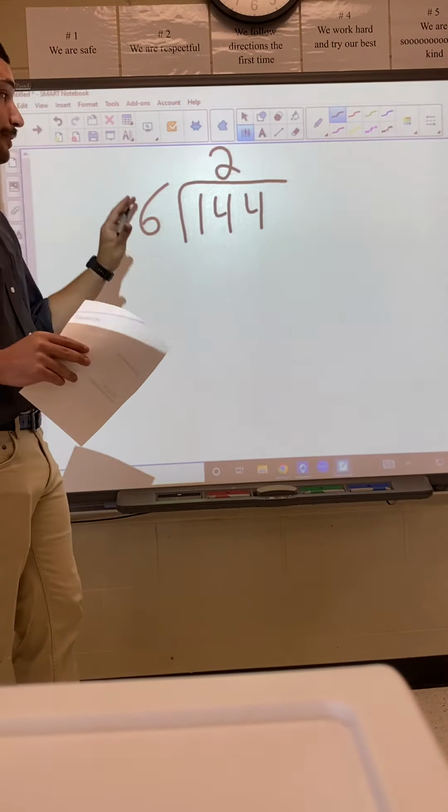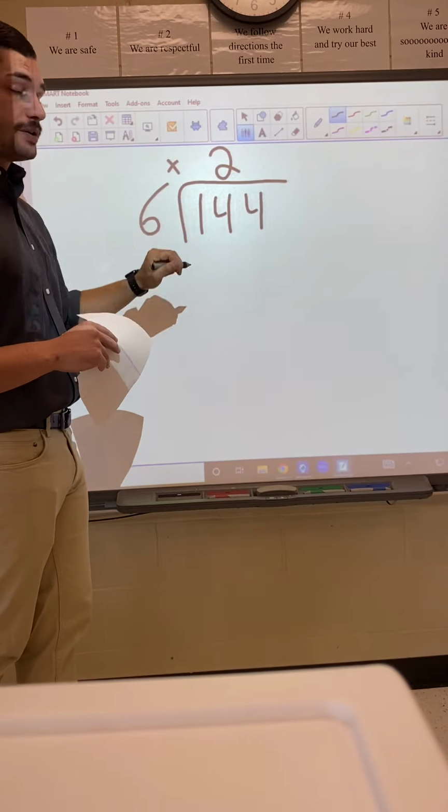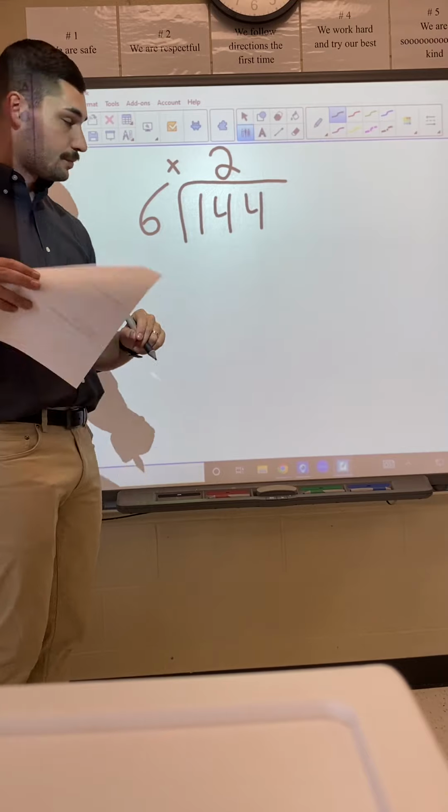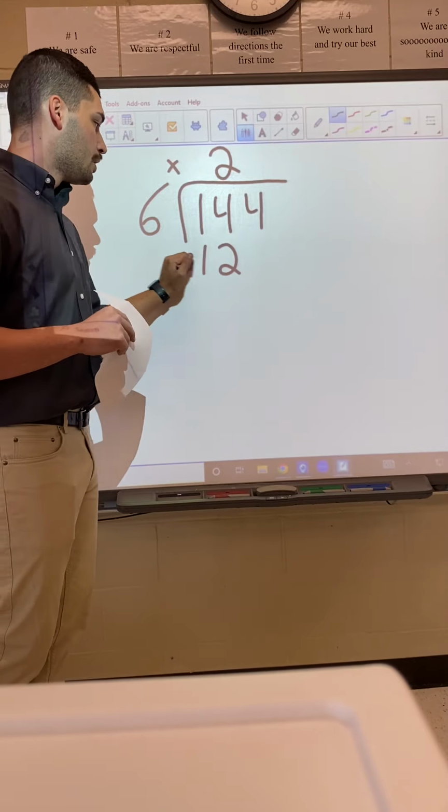So that's our division step. How many times can it fit? Our next step is to multiply. So 6 times 2 would get us what? That's right, it'd get us 12. So now we're going to subtract.